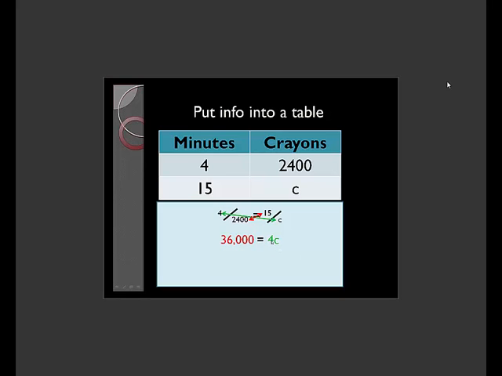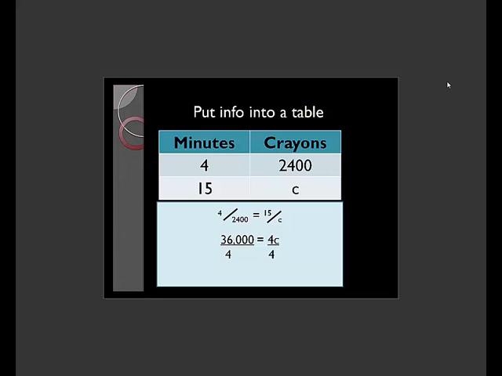Now, how do I get rid of this 4? Well, 4 is being multiplied by the c. What undoes multiplication? Correct, division. So I'm going to divide the right side by 4. But what you do to one side of an equation, you must do to the other to keep it balanced. So I'm going to divide everything by 4.